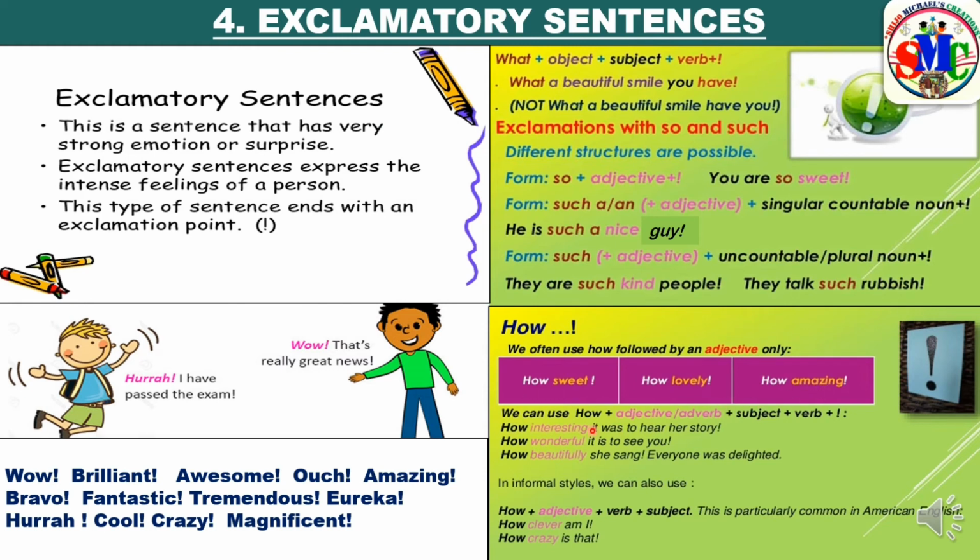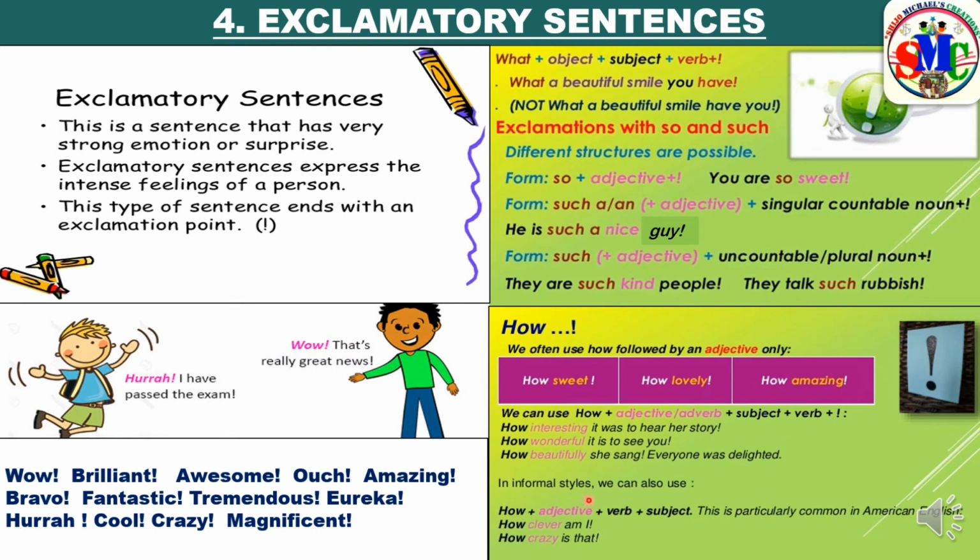We can also use how plus adjective or adverb plus subject plus verb plus exclamation mark. For example, how interesting it was to hear her story. How wonderful it is to see you. How beautifully she sang. Everyone was delighted, etc.